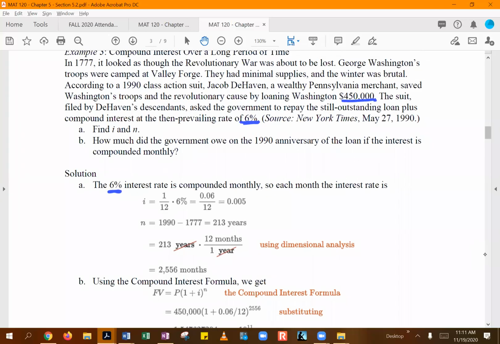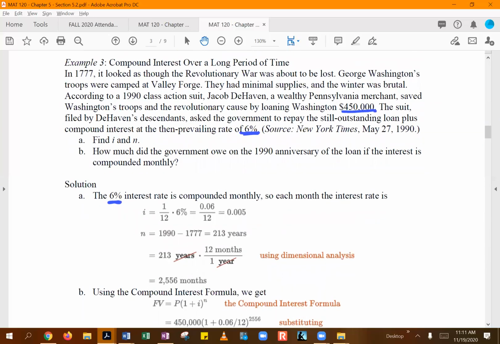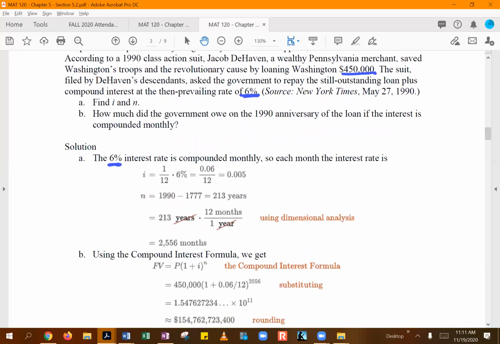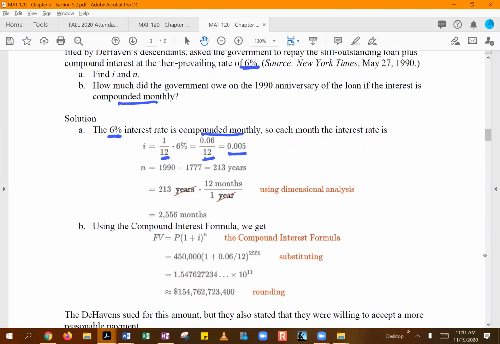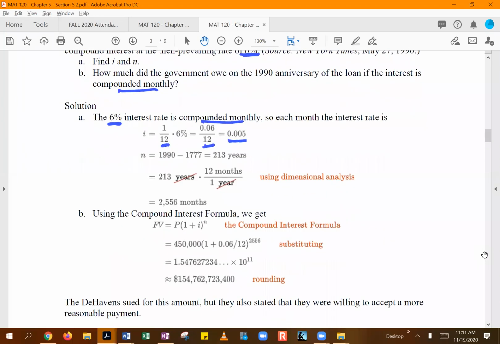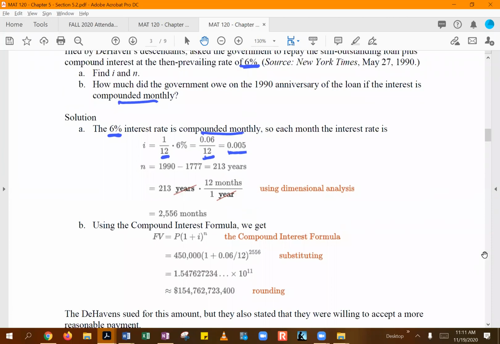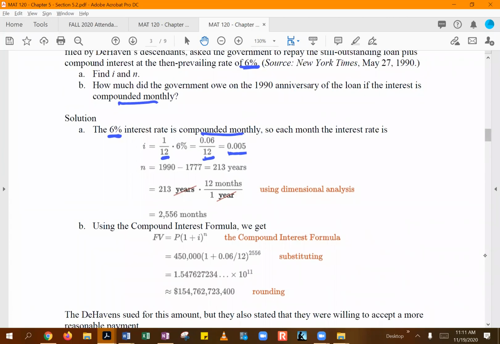And they are talking about compounding it monthly. Since they're talking about compounding it monthly, we're dividing it by 12, because again, there are 12 months in a year. So 6%, 0.06 divided by 12 will give you a periodic, which means a monthly rate, of 0.005. Now let's talk about, well, how many compounding periods do we have?